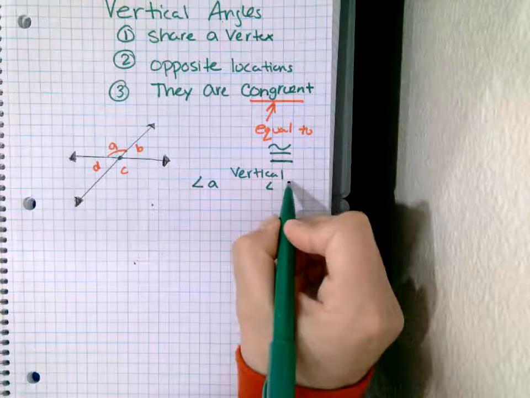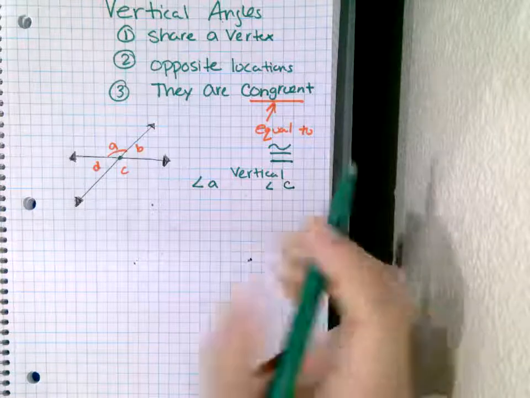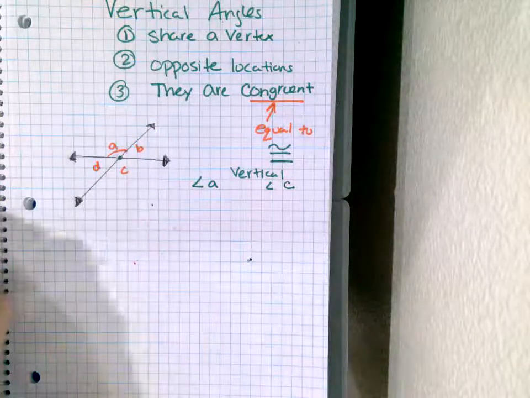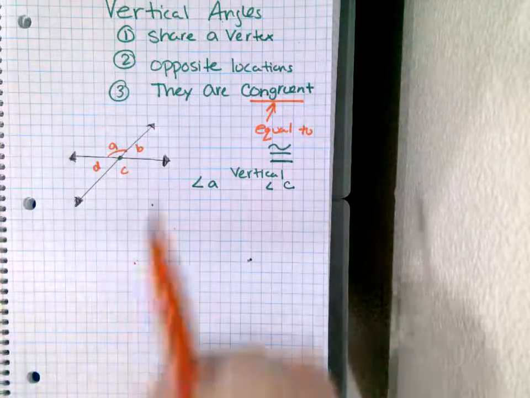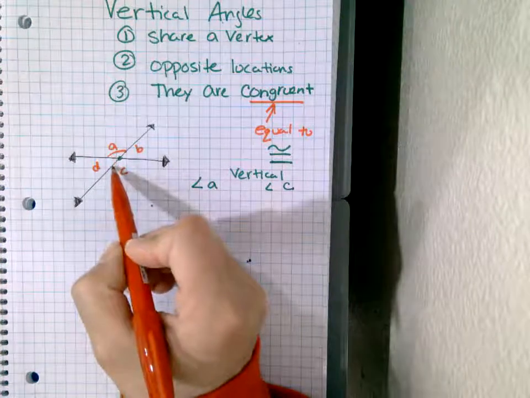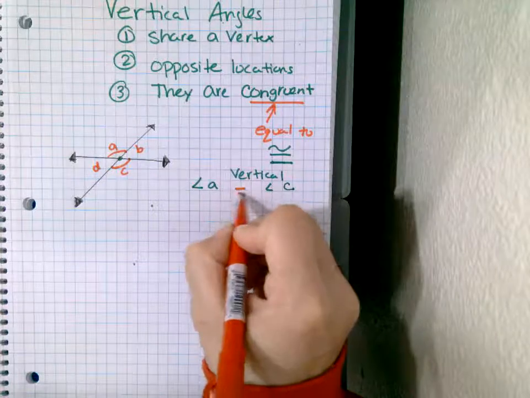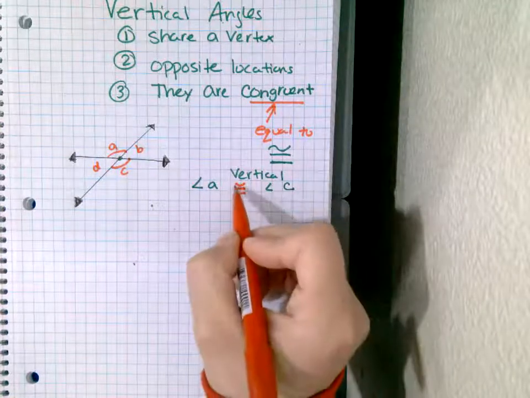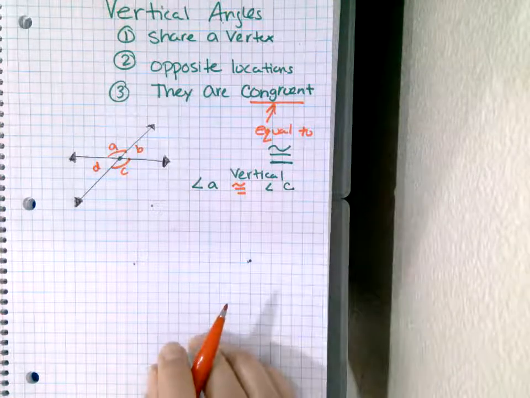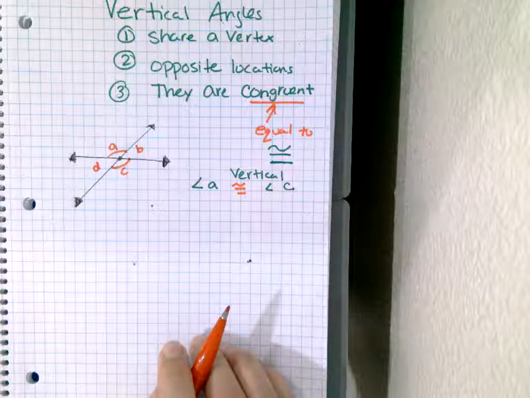Angle C. Yes, Paul, I saw it the first time. Just trying to explain myself. So angle A here is vertical to angle C. So they are congruent. They're equal to each other. They're vertical angles, so they're equal to each other.